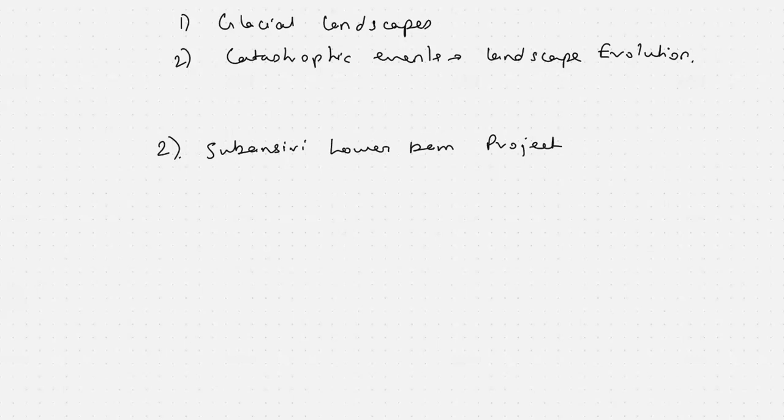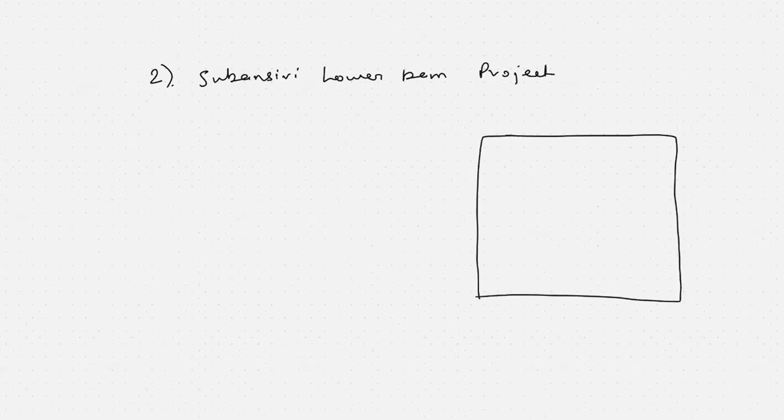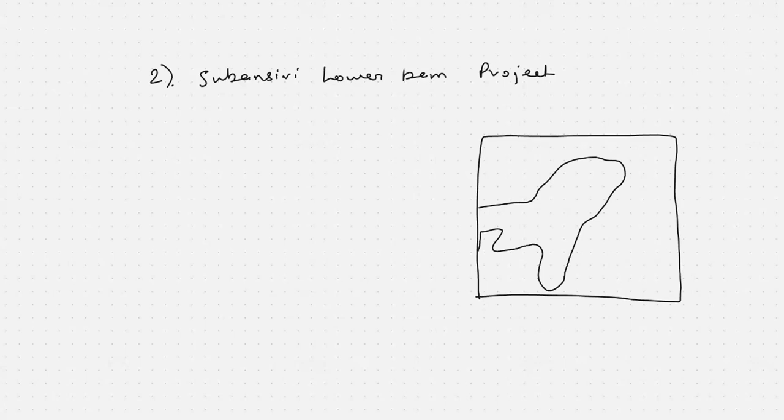Now, here one thing is important that we need to give a location of this Subanshri Lower Dam project. When I draw the map of Northeast India, okay, so here we see that here we have Brahmaputra River. Okay, in this Brahmaputra River, we have Subanshri, which is coming from Tibet region of China.